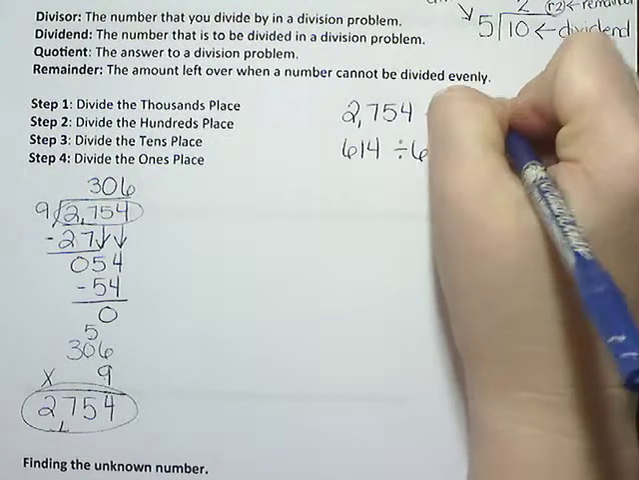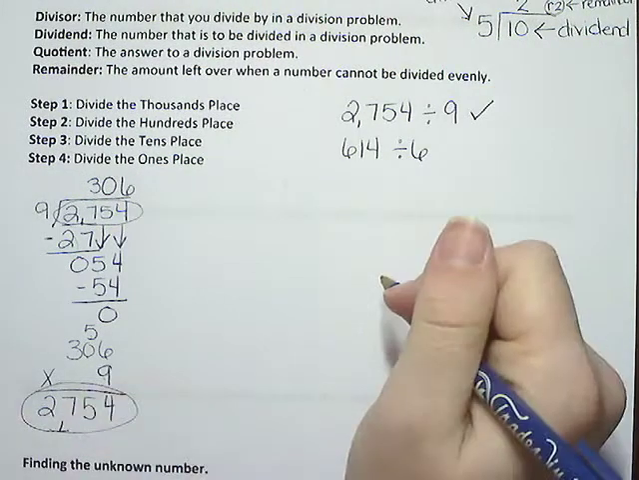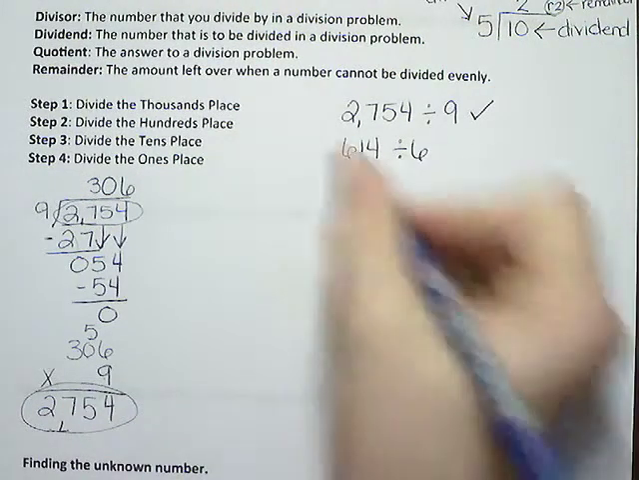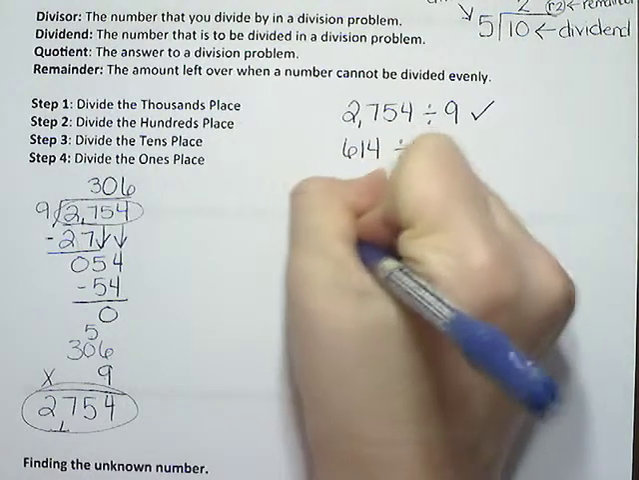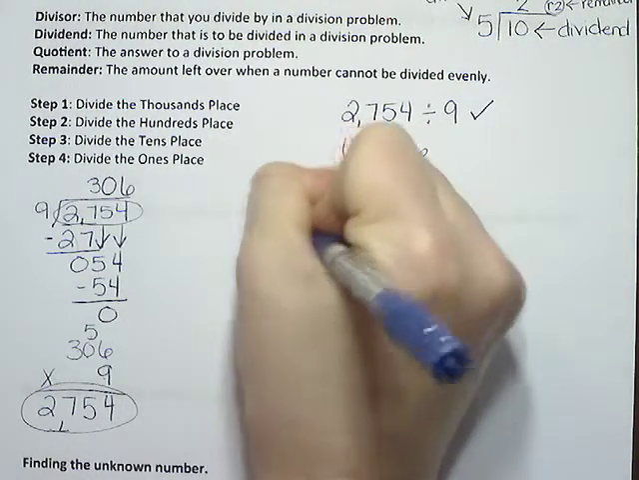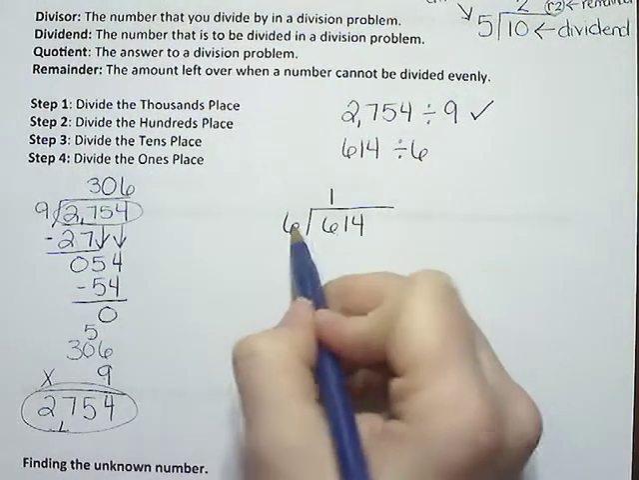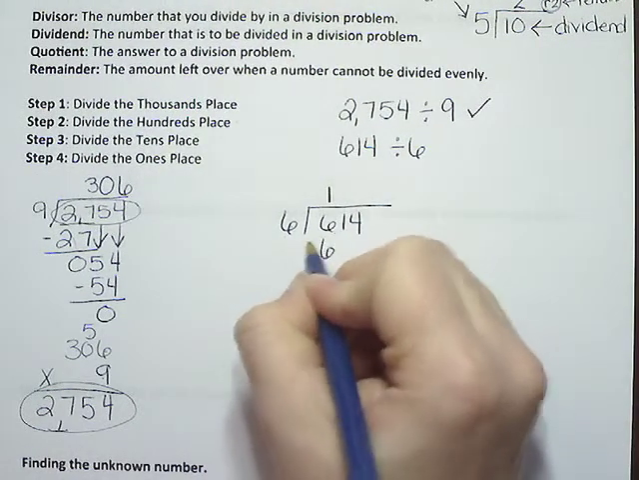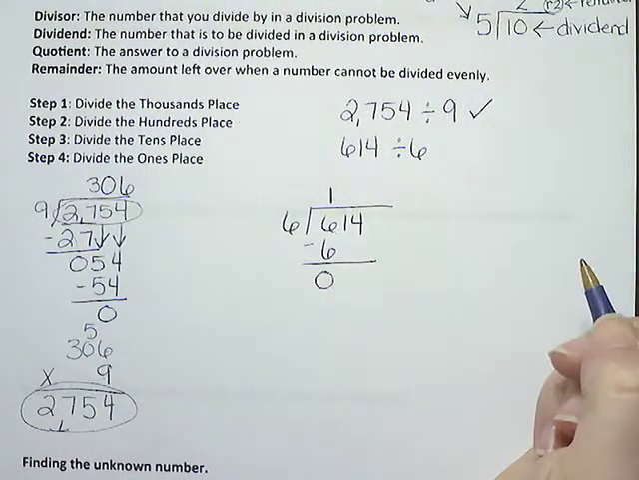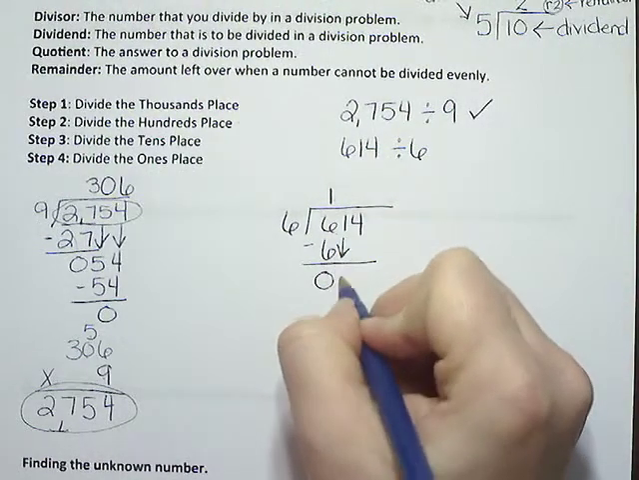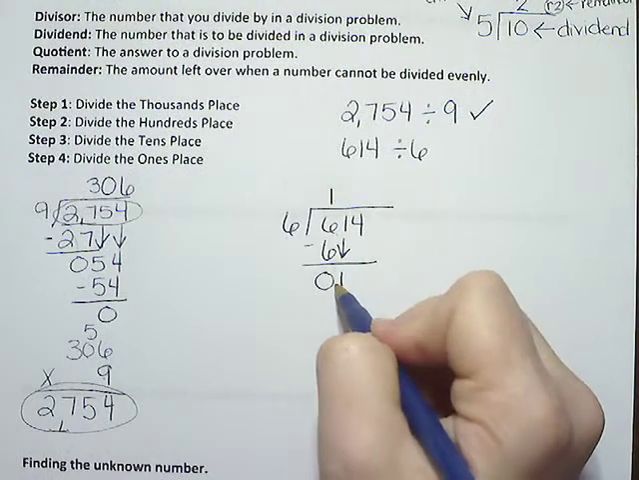So we just multiplied that one. The next one that we are going to divide is 614 divided by 6. So I'm going to set up my division problem. So 6 goes into 6 one time. 6 times 1 is 6. I'm going to subtract, get 0, bring down my 1. 6 cannot go into 1.